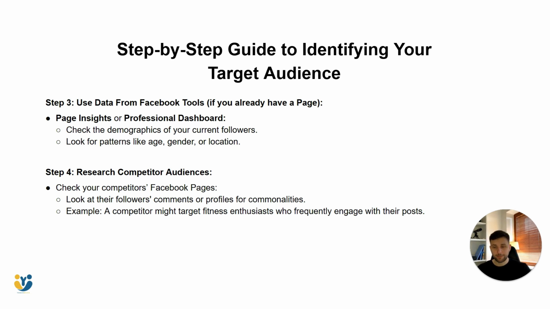Now, step number four is that you've got to research competitor audiences, right? So what you do is simply go through their Facebook pages, right? You go through their Instagram pages, right? And you spend 1 or 2 or 3 hours just looking at the people that are engaging with your competitors' content, and you're going to make sense out of it, right?